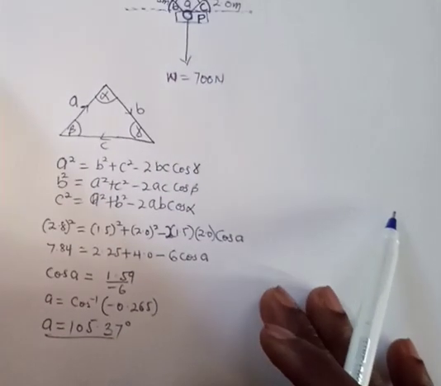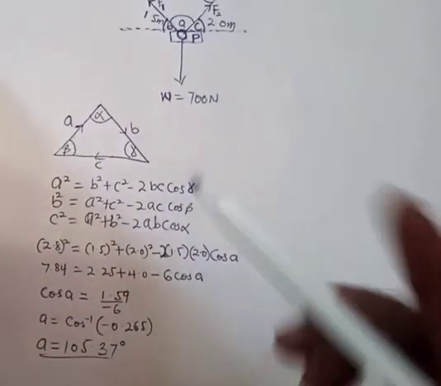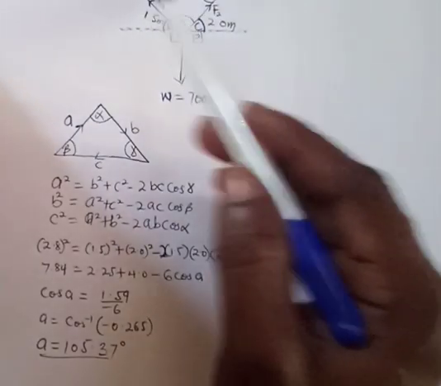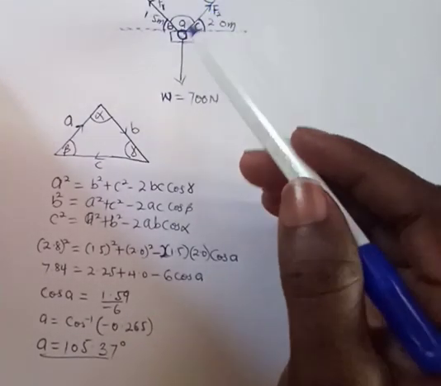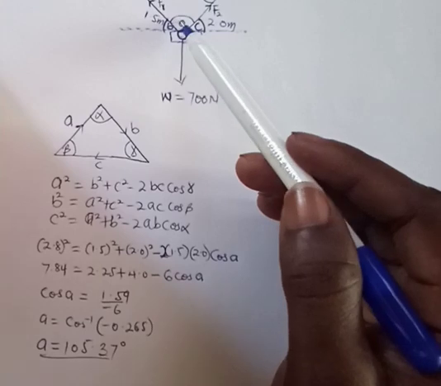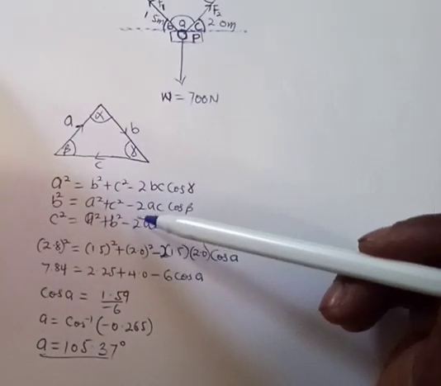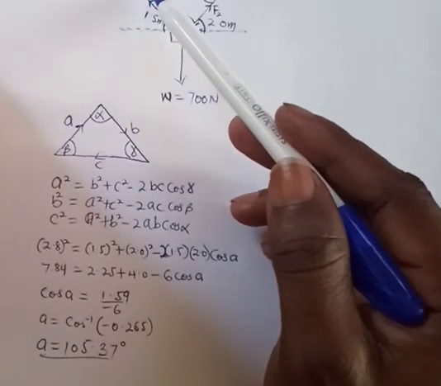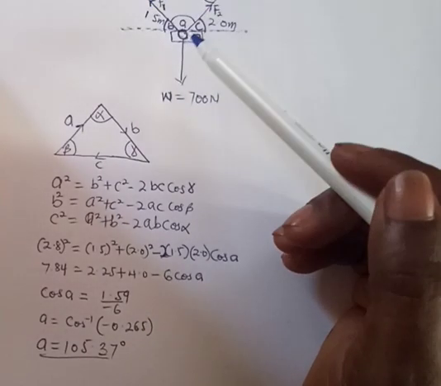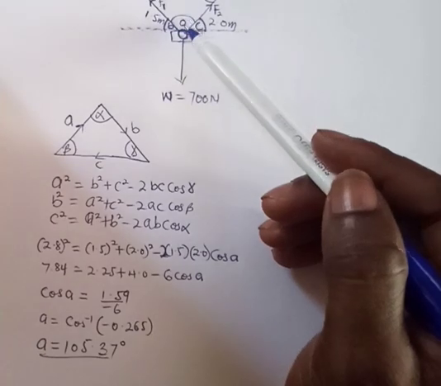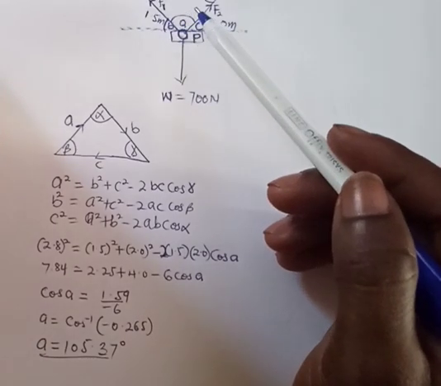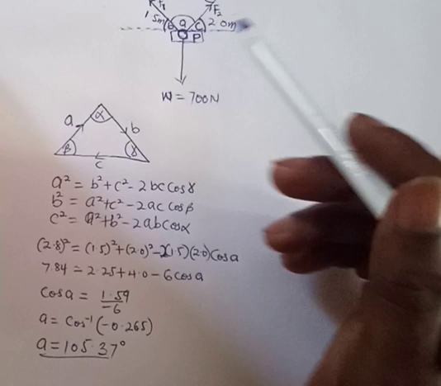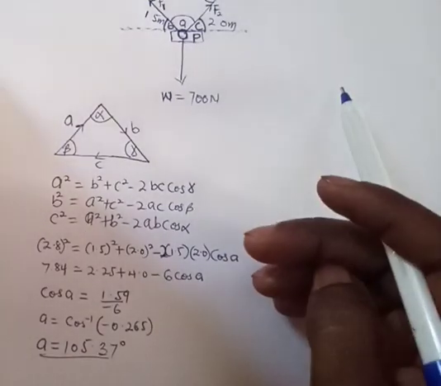Now let's also look at the other angles. Since it is a triangle, we can solve for two angles using the cosine rule. Then after that, we can find the other angle by summing the two angles and subtracting from what? 180 degrees. Have you gotten that? Good. So that's what we're going to do.